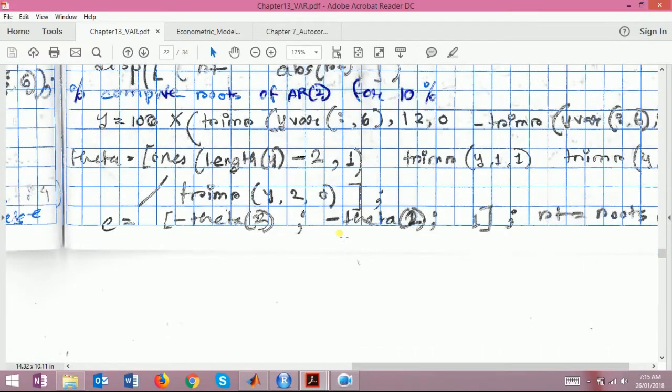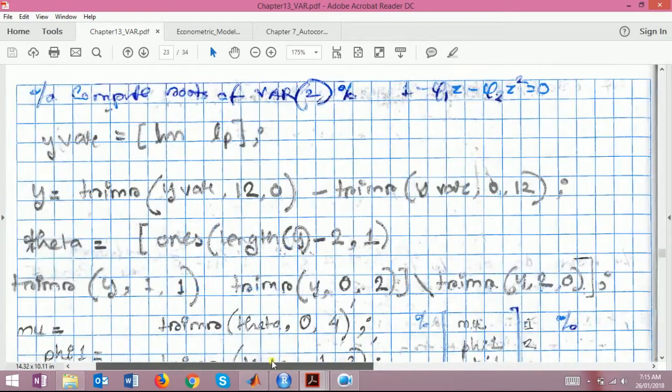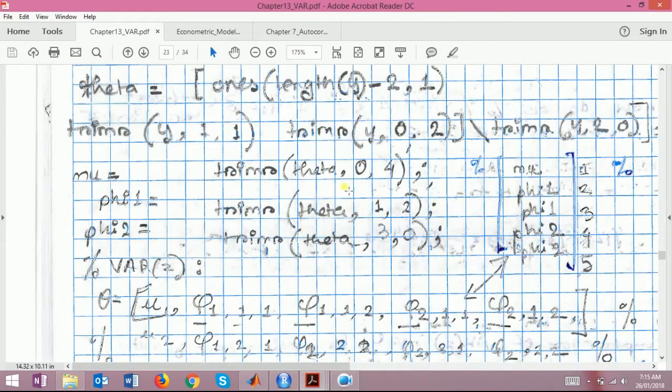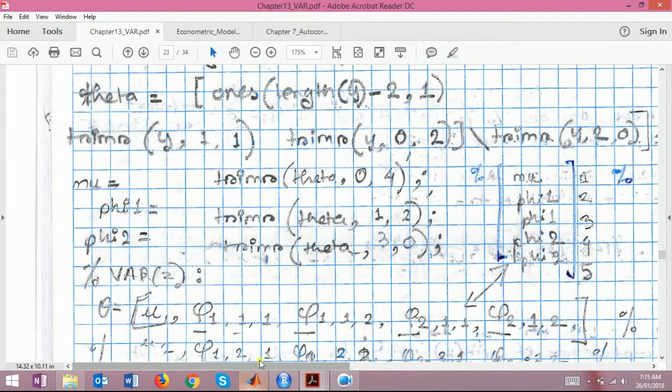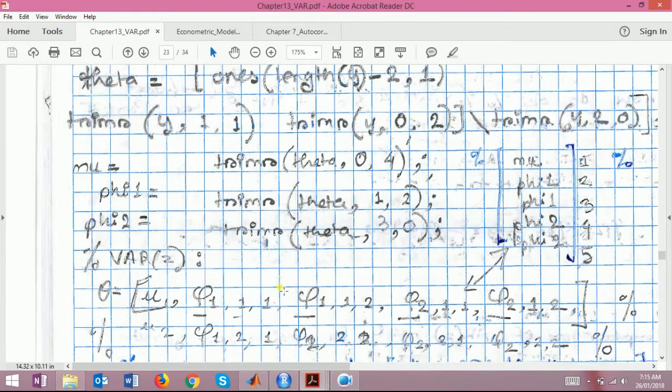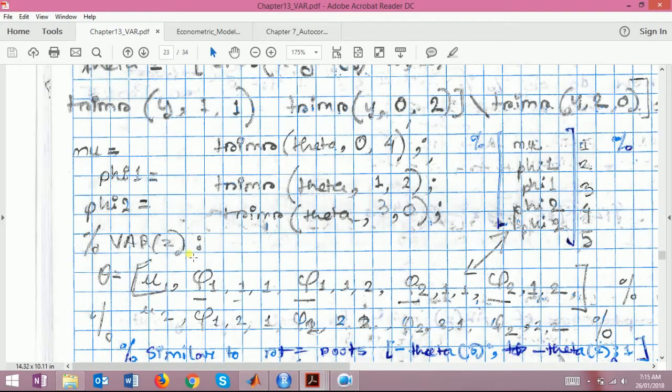Now, about the roots. Mu, our column looks like this, because as I said, everything is stored in an index. So after we are done estimating our theta, it looks like this, because it's an AR2 model: mu, phi 1 1 1, phi 1 1 2, this is the lag variable and equation, right? So what was the thing?